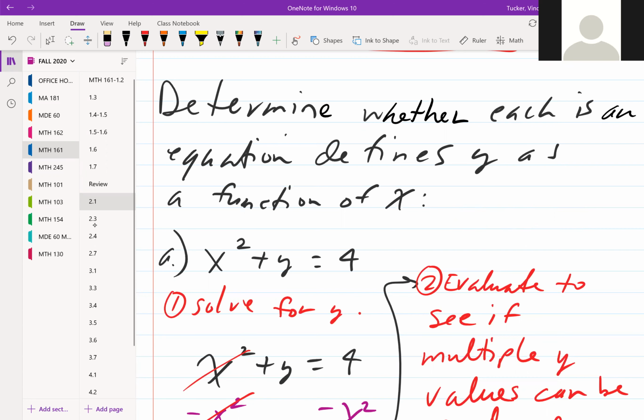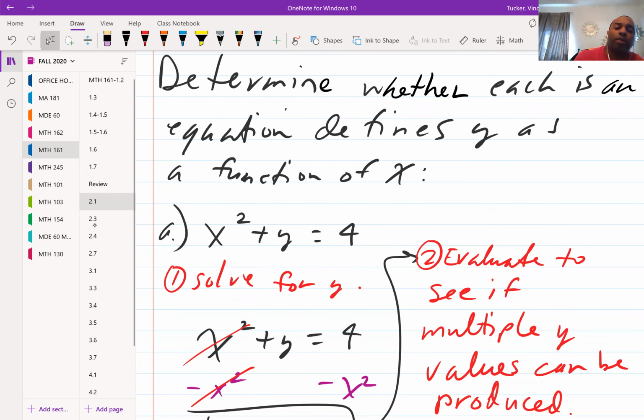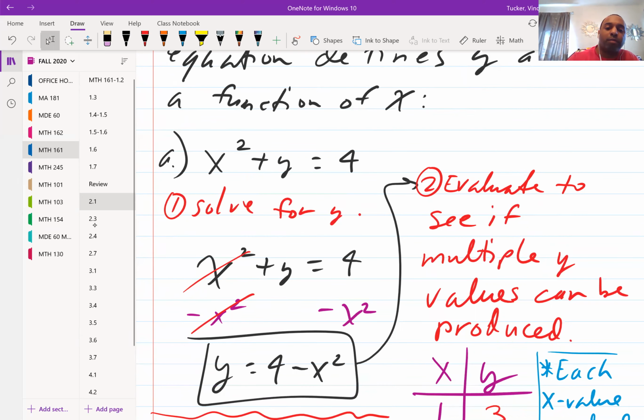All right. So this is the first equation that we're looking at. We're trying to decide if it's defined as a function of x. So we want to solve it for y, because it says define y as a function of x. I subtract the x squared from both sides, and I have the equation y equal to 4 minus x squared. So I'll let you copy that down before we go to the next step.